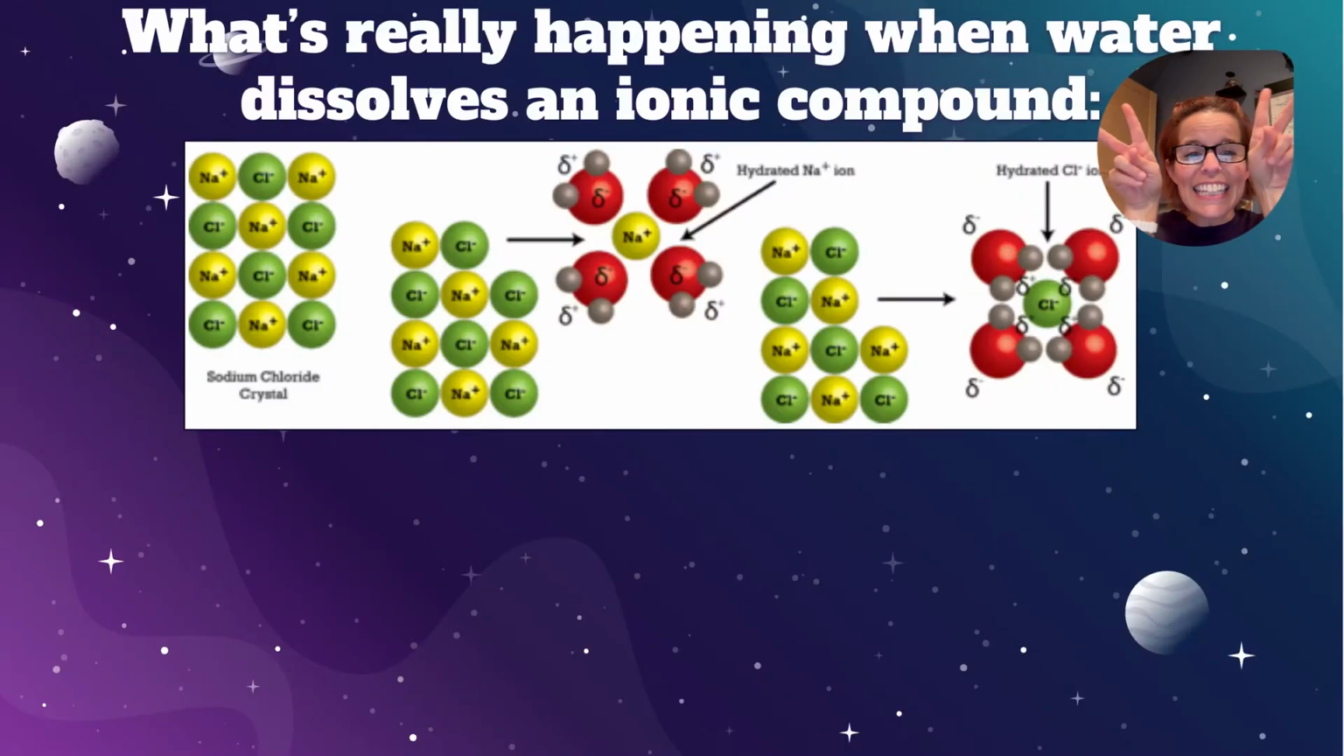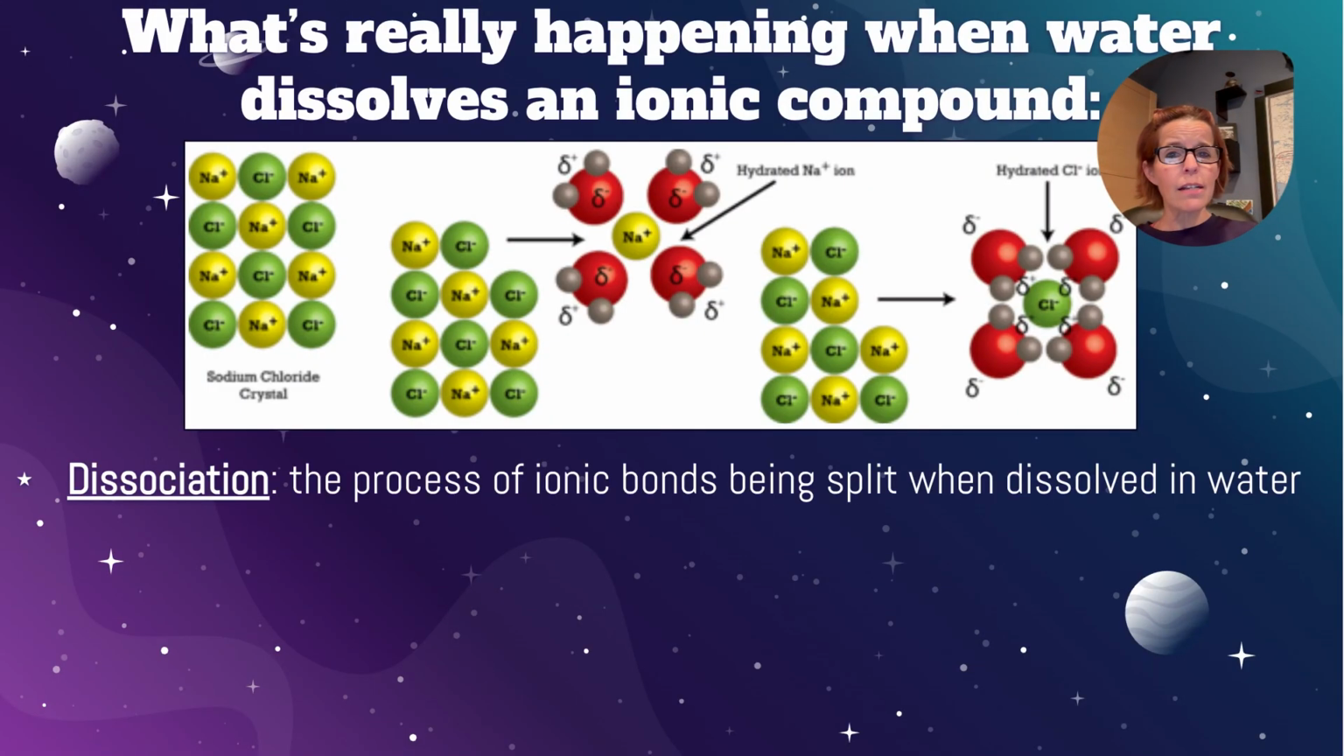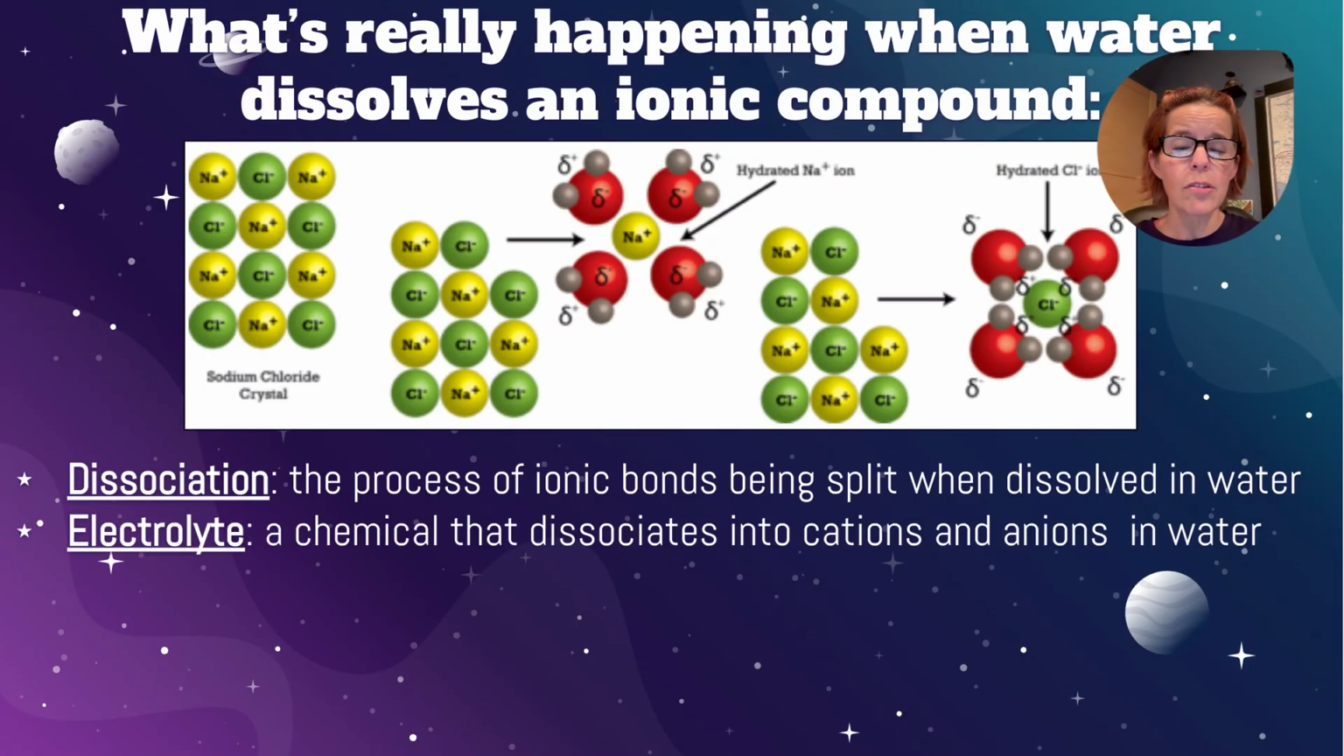But vice versa, the ears of the Mickey Mouse, which are slightly positively charged, are going to be attracted to the negative charge of the chlorine, and they're going to separate. Each sodium is going to be surrounded by the oxygens of water, and each chlorine is going to be surrounded by the hydrogens of water. And so the sodium and the chlorine are going to be separated. That process is called dissociation. You might want to write that down. Dissociation, to dissociate, is the process of ionic bonds being split when they're dissolved in water.